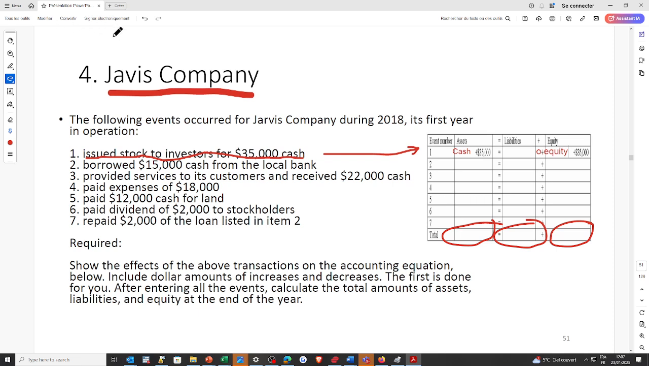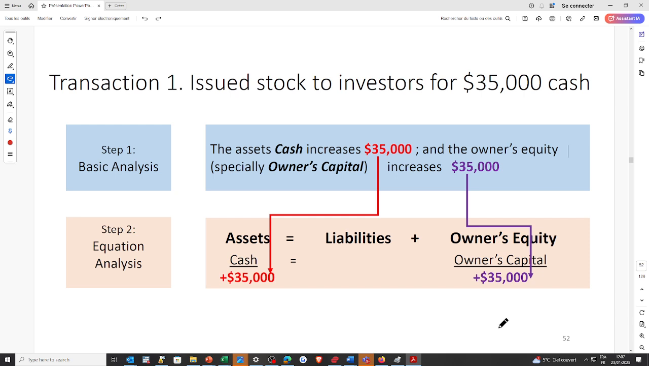Okay, so whenever you have an exam, you have to look at the question in detail and work on this, right? Okay, so now we will look at the correction of this exercise. Just very simple. We look at transaction number one first, right?